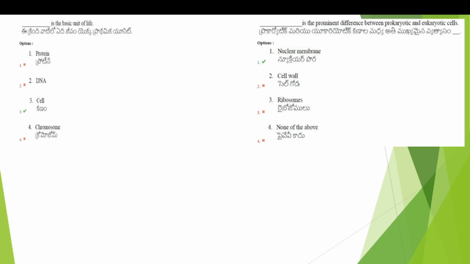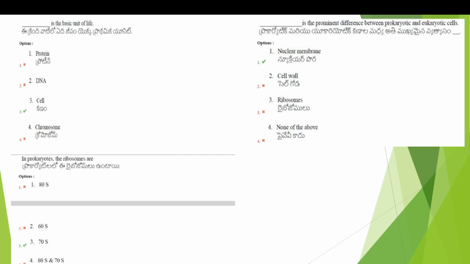Similarly, plants. Plant cells contain cell wall made up of cellulose, hemicellulose and pectin. So plants also contain cell wall; except animals, all remaining eukaryotes contain cell wall. So cell wall is not a prominent difference between prokaryotes and eukaryotes. Third one is ribosomes. Ribosomes are present in both prokaryotes and eukaryotes. Fourth option is none of them. So the correct answer is nuclear membrane. The prominent difference between prokaryotes and eukaryotes is nuclear membrane.